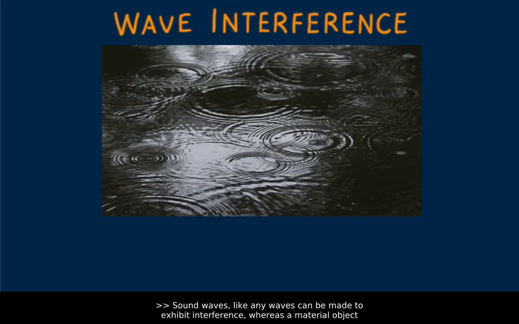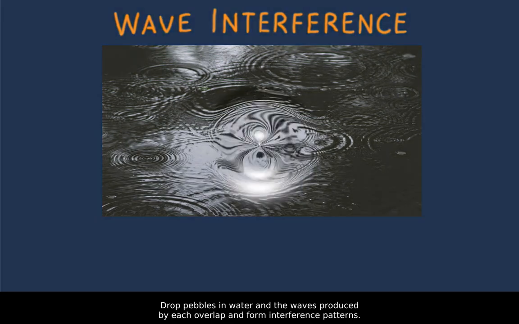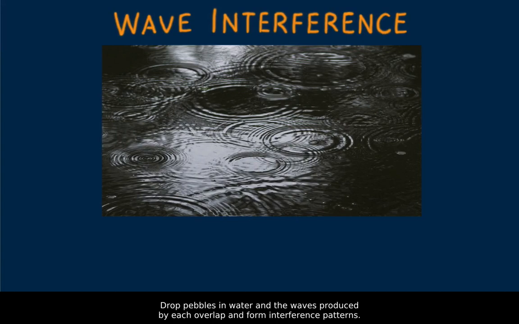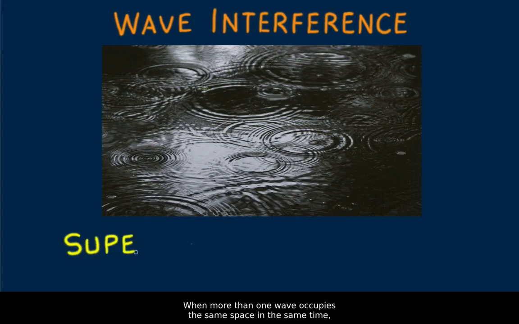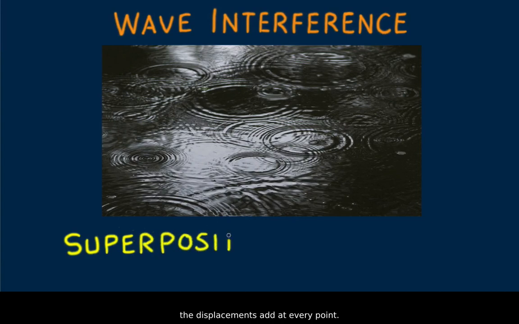Sound waves, like any waves, can be made to exhibit interference. Whereas a material object like a rock can't share its own space with another rock, more than one vibration or wave can exist at the same time in the same space. Drop pebbles in water and the waves produced by each overlap and form interference patterns. When more than one wave occupies the same space in the same time, the displacements add at every point. This is the superposition principle.